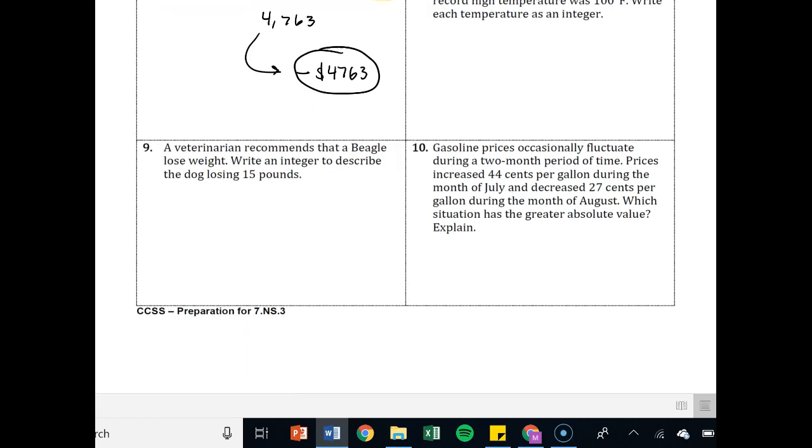Number 9, a veterinarian recommends that a beagle lose weight. A beagle's a dog. Write an integer to describe the dog losing 15 pounds. So again, losing 15 pounds, and you just want to understand that losing is all about a negative word, so this is negative 15. Nice and easy. All right, let's go to the back side.